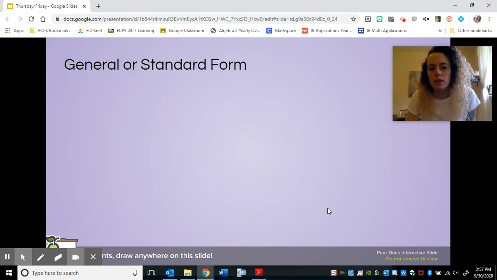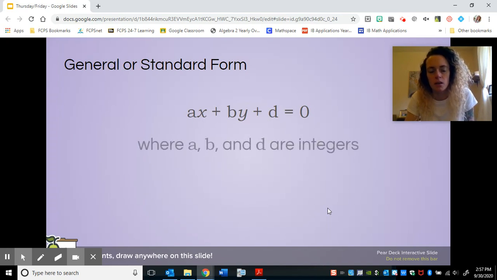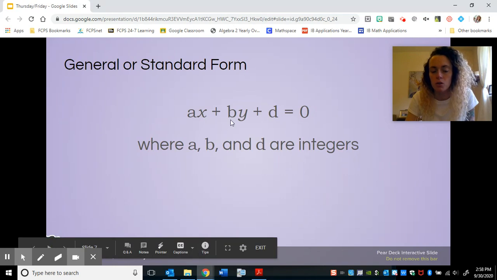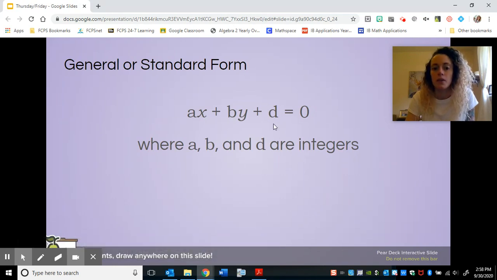And finally, general or standard form looks a little bit different, and it's not quite as familiar as the other forms. A, B, and D are integers. Remember, that means they're positive or negative, but they're whole numbers, which is the key. If you have any fractions or decimals, it's not your final answer yet. Those three values, your coefficient of x, your coefficient of y, and the constant at the end, have to be integers. Sometimes standard form will have it equal to 0. Other times you might see D on this side. Usually in IB problems, they'll tell you how they want it if you look in the problem.